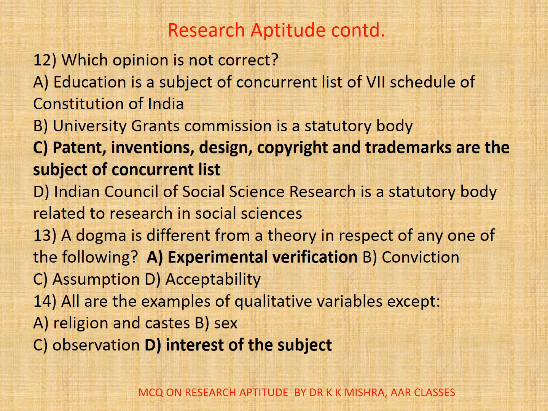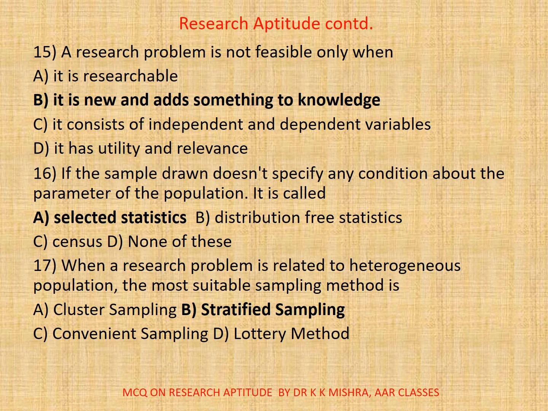12. Which opinion is not correct? Here correct option is C. Patent, inventions, design, copyright, trademarks are the subject of concurrent list. 13. A dogma is different from a theory in respect of any one of the following. Experimental verification. Correct option is A. 14. All are the examples of qualitative variables except, correct option is D. Interest of the subject. 15. A research problem is not feasible only when, correct option is B. It is new and adds something to knowledge.